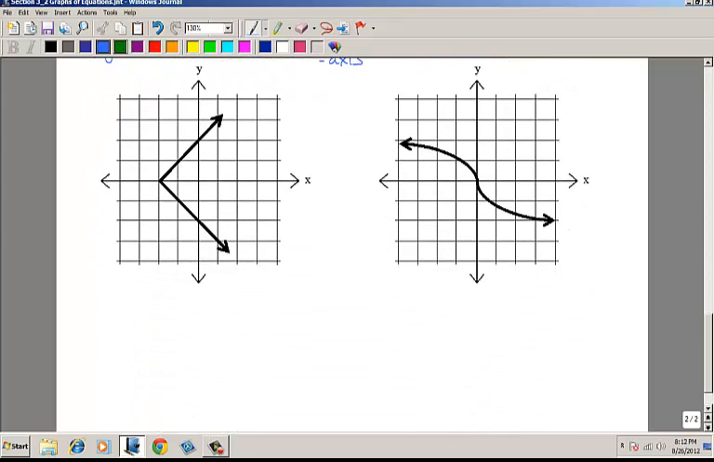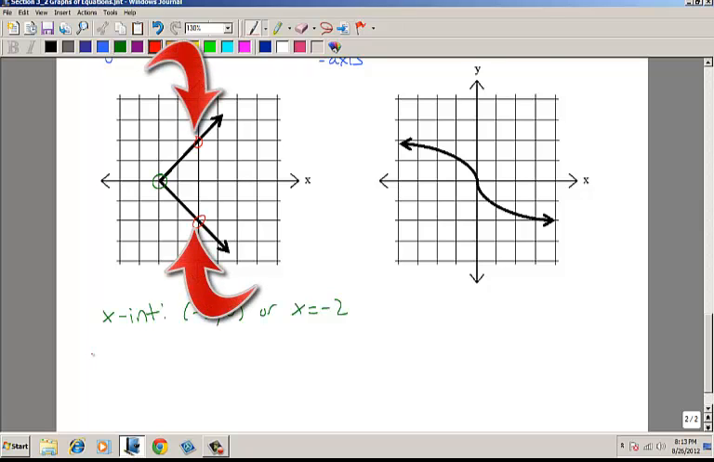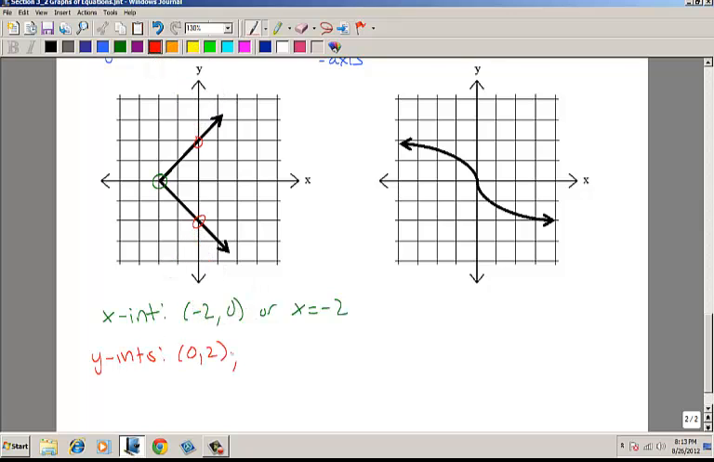All right, let's find my x-intercept for this next one. Here's where I cross my x-axis, and that is at the point, it looks like, -2, 0. So my x-intercept is -2, 0, or again, you can write x equals -2. So look at the y-intercepts. Well, I have two y-intercepts. I have this point, which is 0, 2, and the bottom point, which is 0, -2. I could write my y-intercepts like that, or I could say y equals plus or minus 2. Either one is fine.